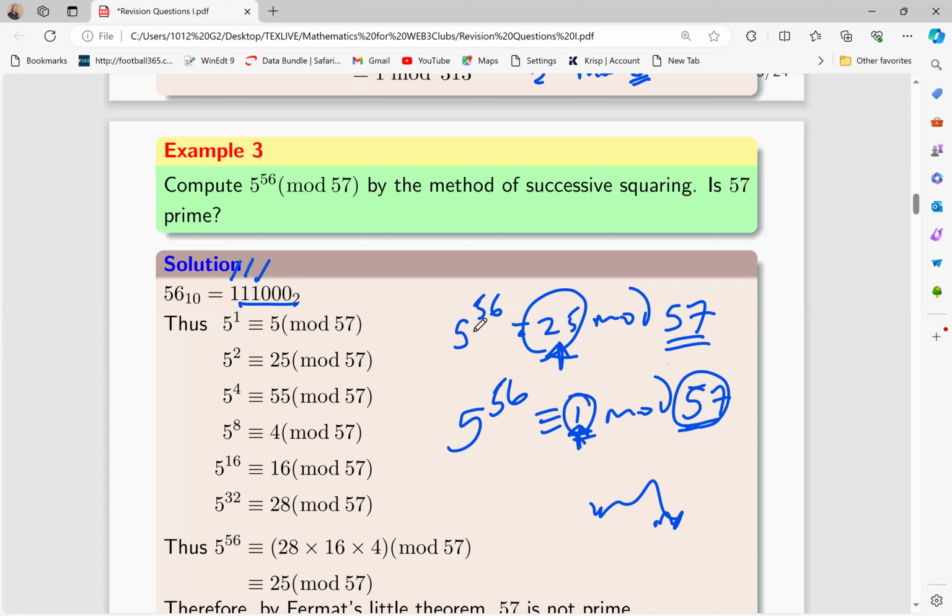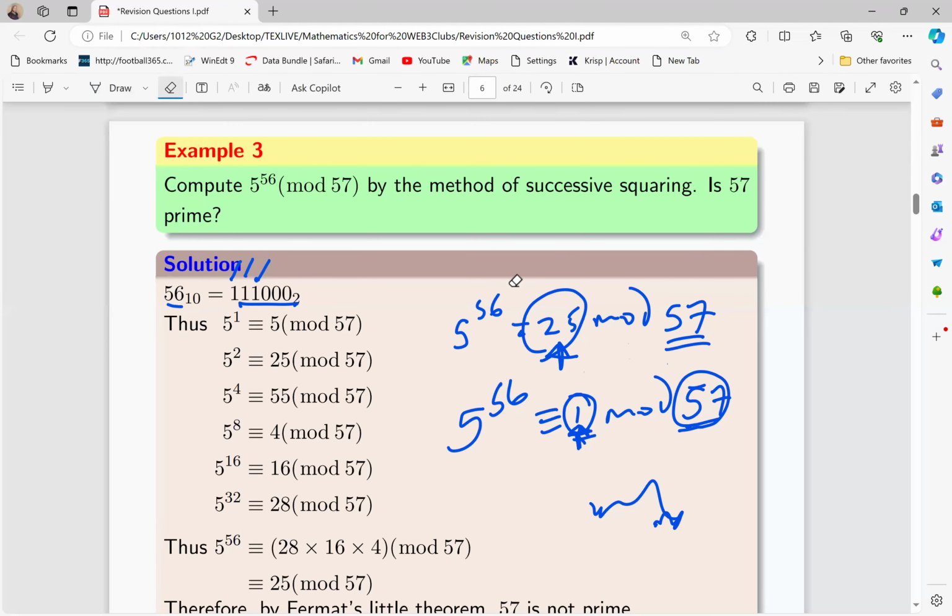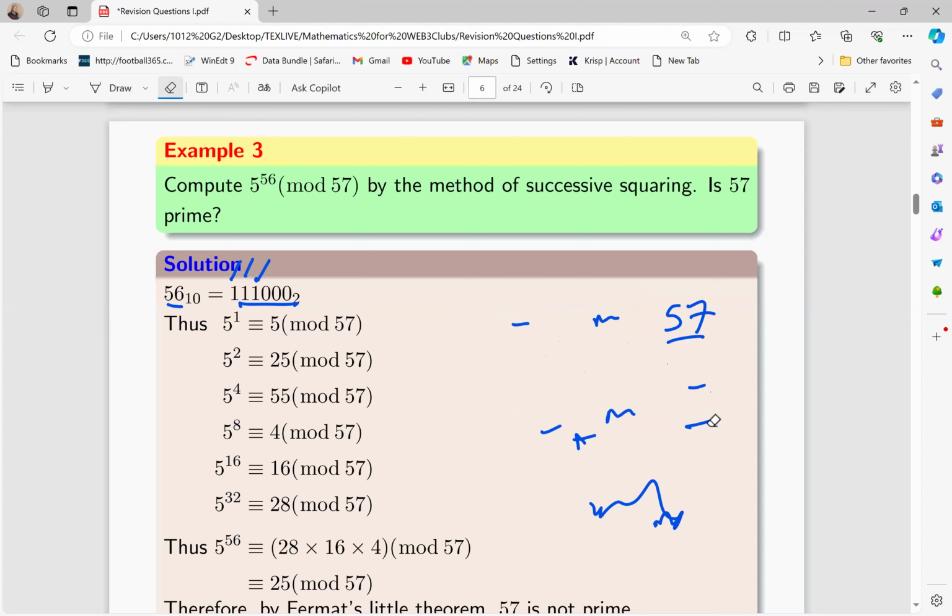How was 56 converted to binary? Okay. Who was converting? Yeah, come on, the sisters. Converted to binary. Okay. Come on, convert 56 to binary.